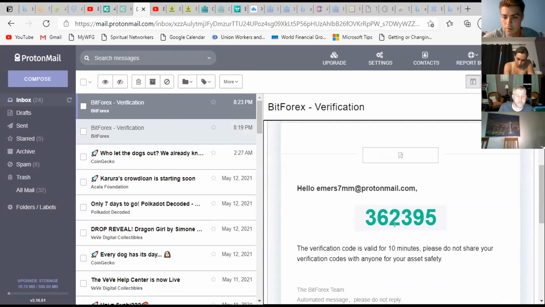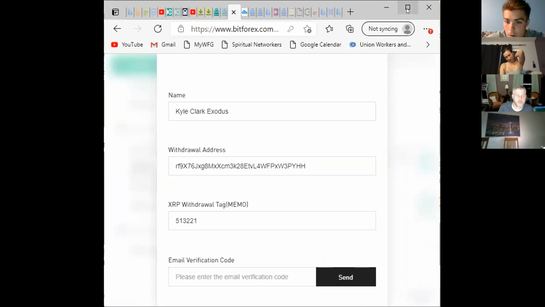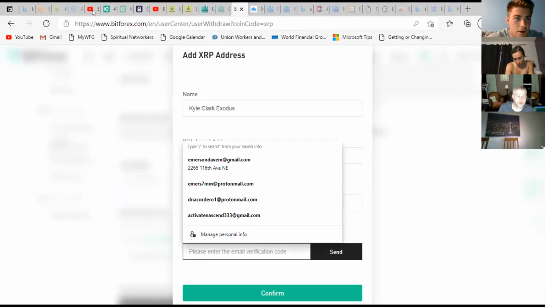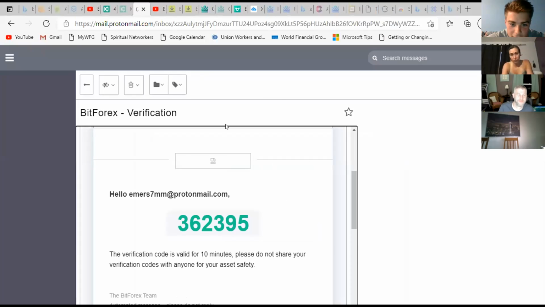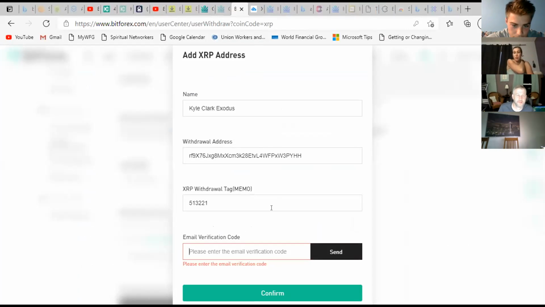221 for the date. Okay, 36239. I can't see where my bit... Right there. Yeah. Little symbol. Anybody remember that code? Nope. 362395. Don't let me forget that. Oh, it's that one. Yep. 362395.